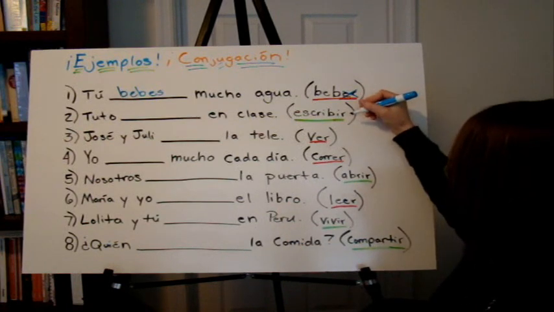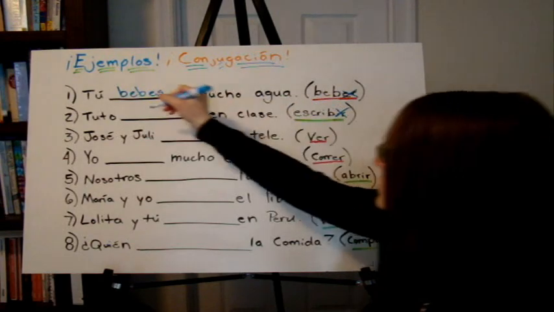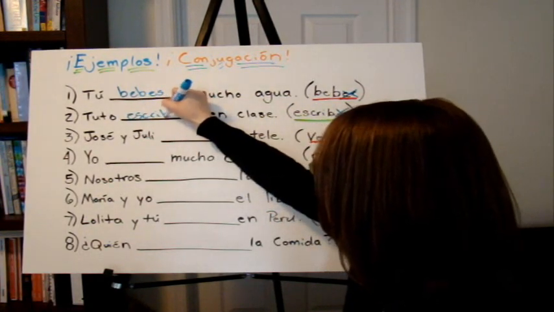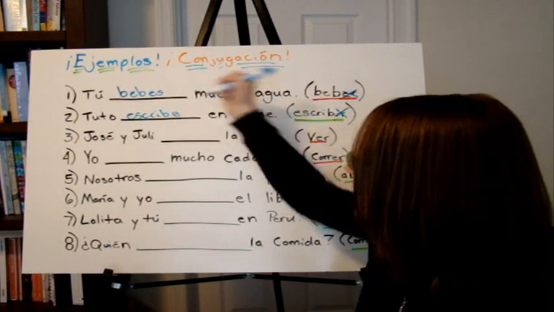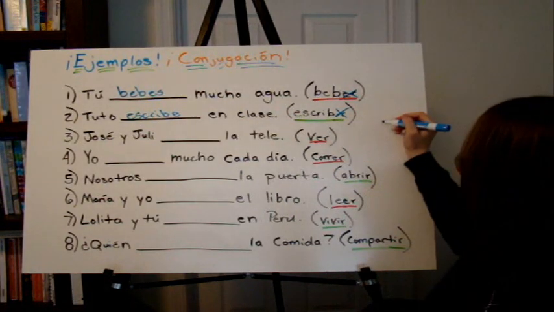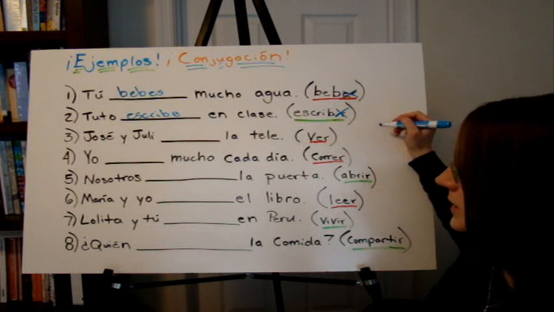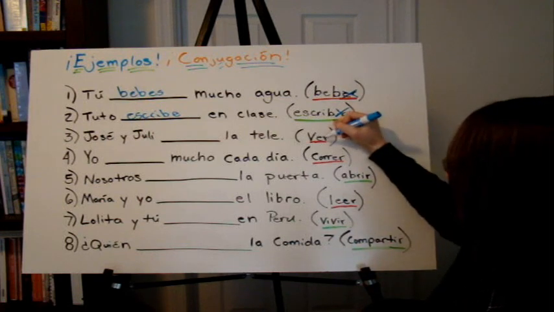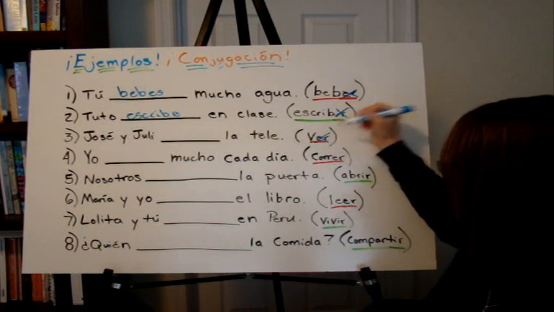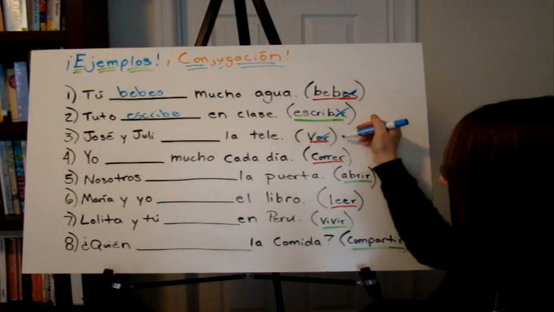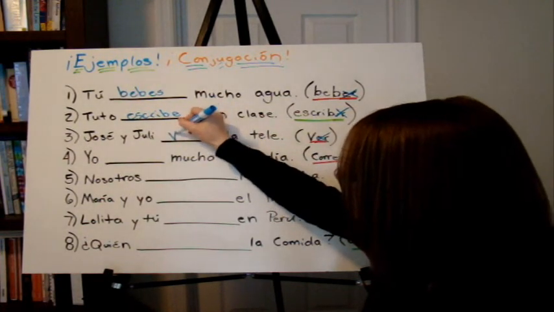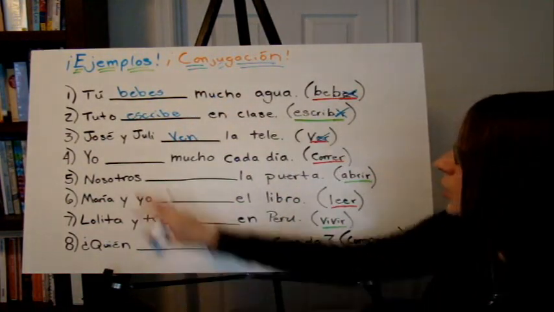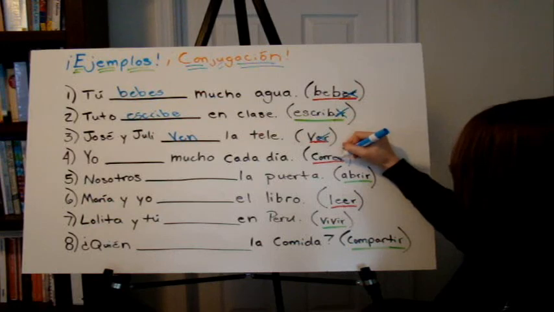Tito, escribir, remove the IR. And this is the he or she conjugation form. So we're just going to add an E. Tito escribe en clase. Tito writes in class. José y Julie, ver la tele, TV. So we take off that ER, and we're going to conjugate for the they form. It's plural. So ven. Yo, correr. Take off the ER.